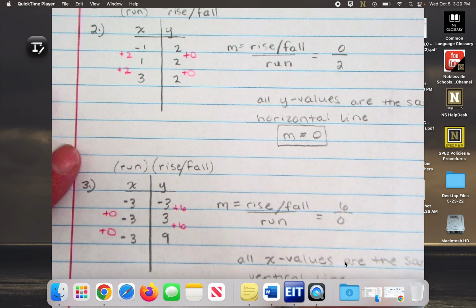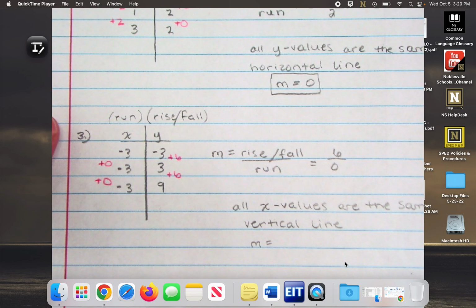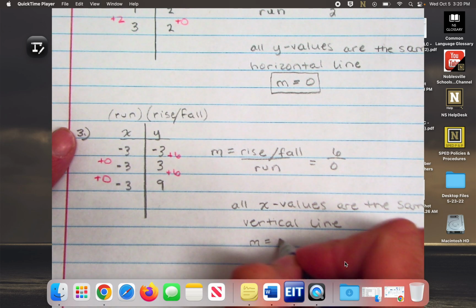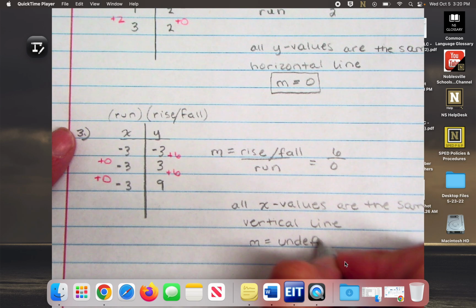which if you remember from Mr. Slopeface, the u underneath that vertical line is undefined.